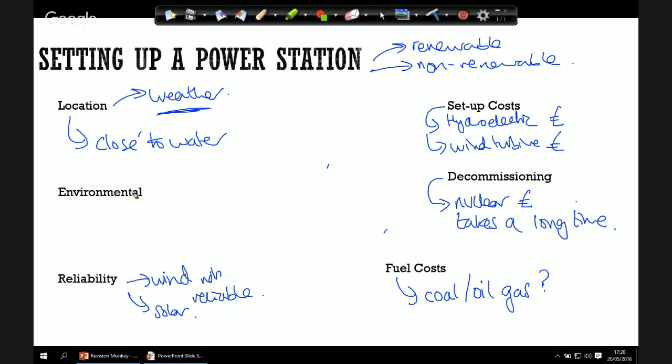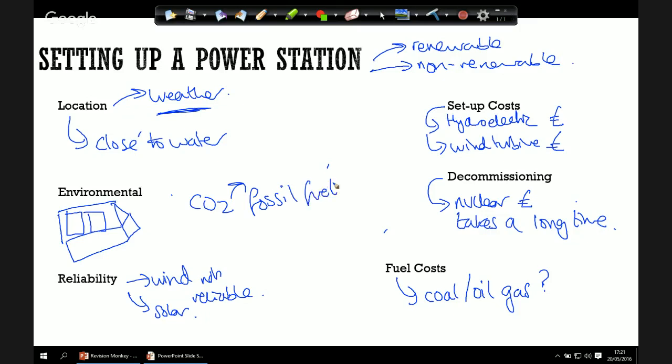Of course, there's always environmental concerns. Things like hydroelectric would have a massive impact, but maybe putting a few solar panels on a roof to help out a local community would not have such a big impact. So that's got to be something that you bear in mind when you are setting up your power stations as well. And obviously, you've got the CO2 that's released by fossil fuels. And they also can release sulfur dioxide as well, which will cause acid rain, and CO2, which is causing global warming.